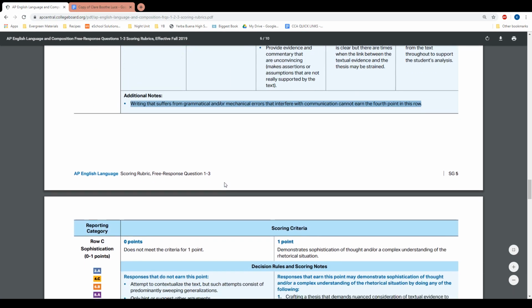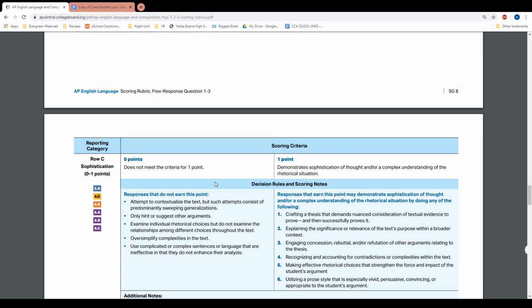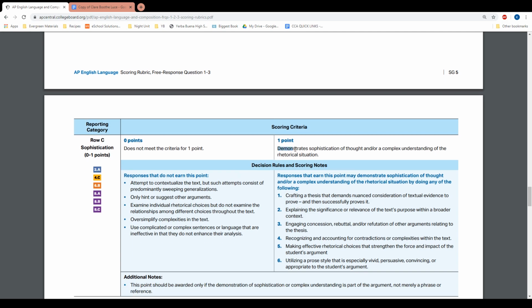Now, the last category is perhaps the most complicated because there are multiple ways you could earn this point. And also, it's like, well, what do you mean by sophistication? So, just to read the text itself: demonstrate sophistication of thought and/or a complex understanding of the rhetorical situation. That sense is more about you showing you comprehend, as if you know what you're talking about. Because a lot of people will just throw in a quote, explain the quote.